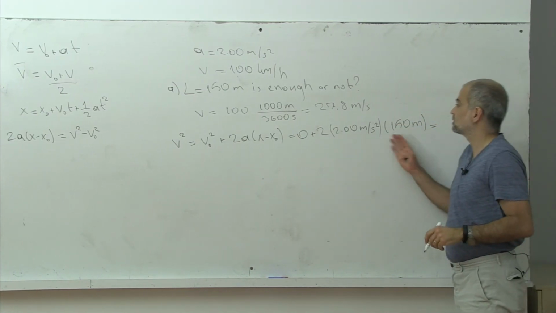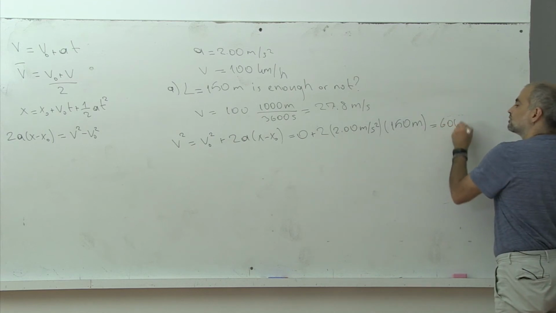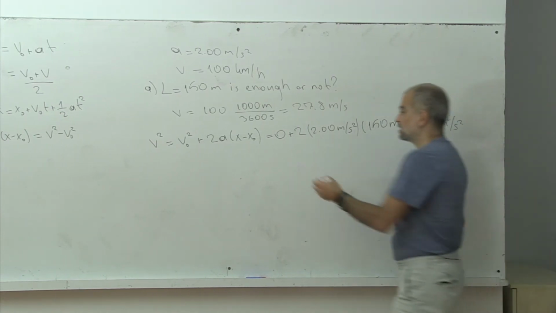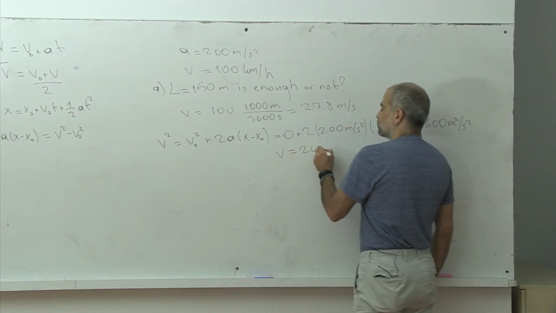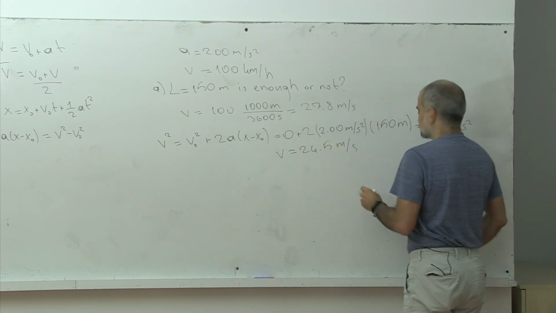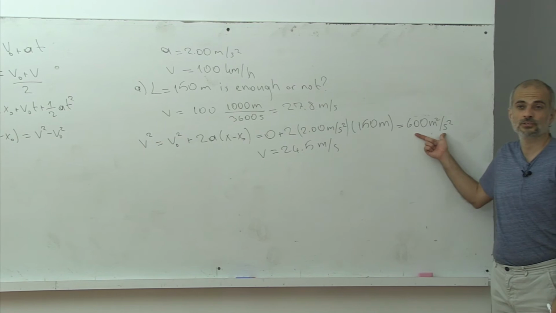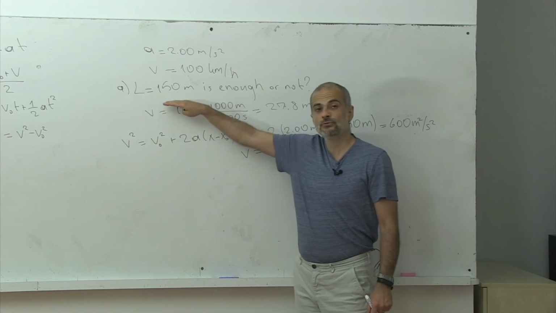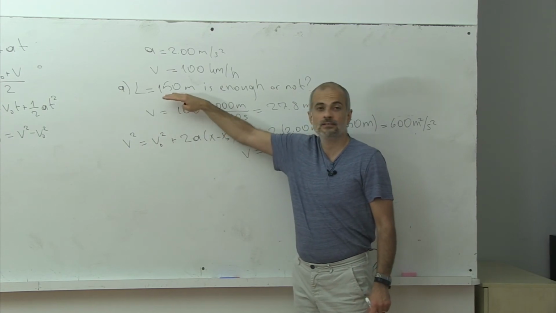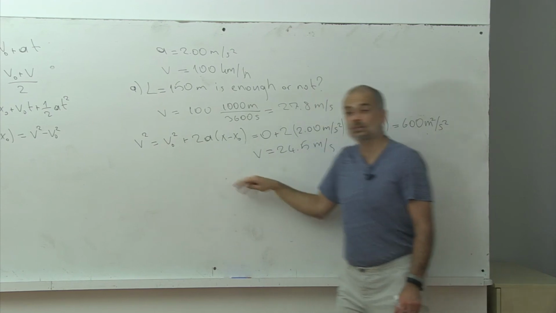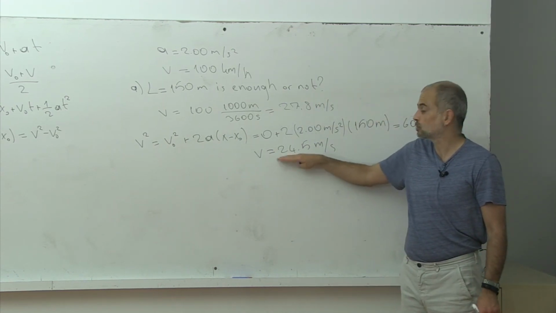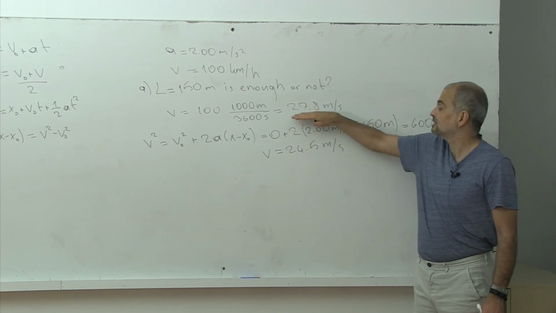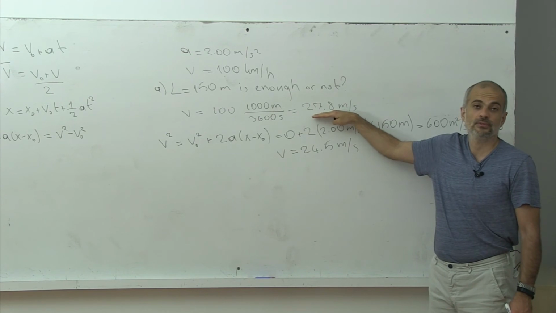So if we just multiply, this is 600 meters squared per second squared. This is the speed squared. If you take the square root, the speed is 24.5 meters per second, which is the square root of this 600 meters squared per second squared. So we see that this plane, if it tries to take off in a runway that is 150 meters long, at the end of the runway will just have a speed of 24.5 meters per second, which is not enough for this plane, which needs 27.8 meters per second to lift off.